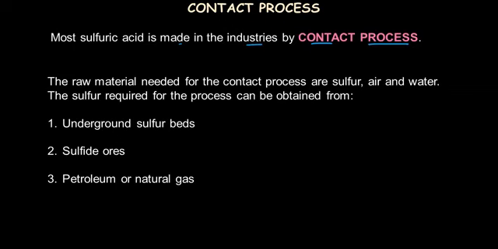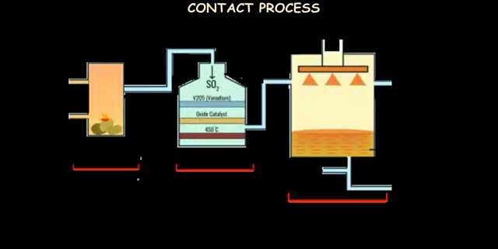Now, in petroleum, sulfur is present naturally in the petroleum fractions, and it is important to separate sulfur from the petroleum fractions, because on burning petroleum or the petroleum products, sulfur may create pollution and may be one of the causes of acid rain. So it's necessary to separate sulfur from the petroleum products, and that's why petroleum is also one of the important sources of sulfur. Now let's discuss the contact process in detail.